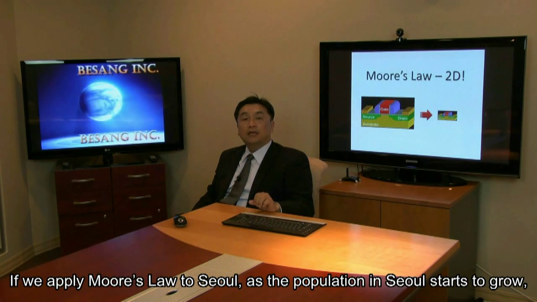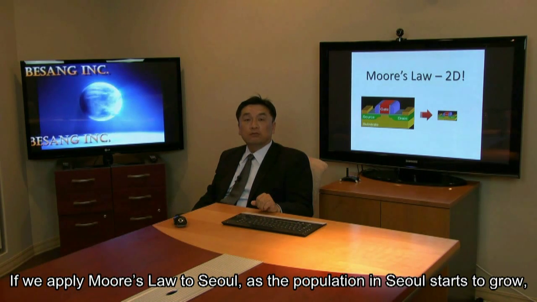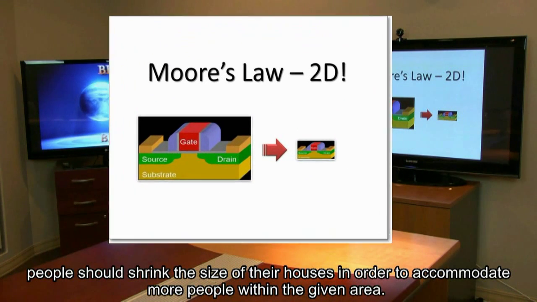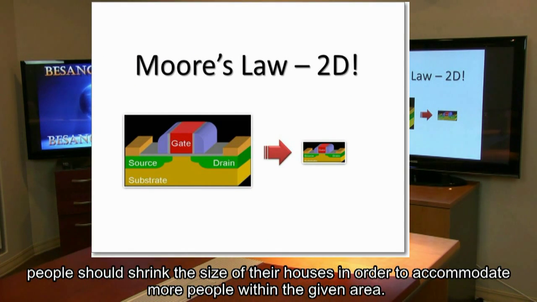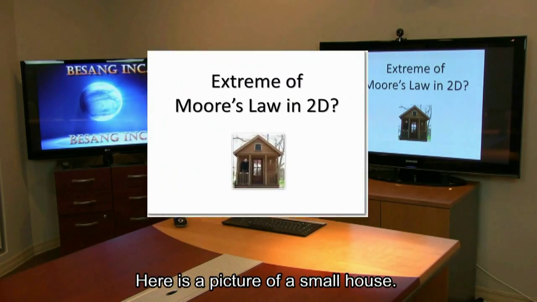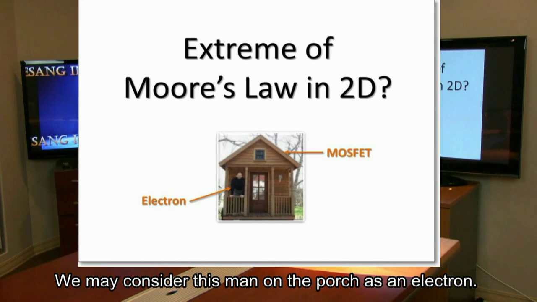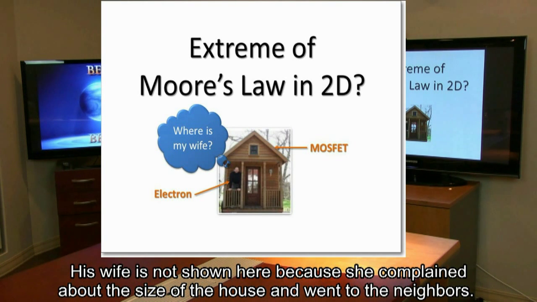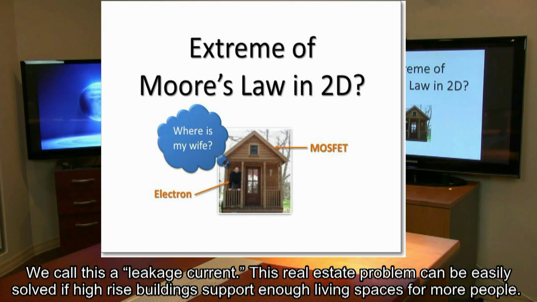If we apply Moore's law to Seoul, as the population in Seoul starts to grow, people should shrink the size of their houses in order to accommodate more people within the given area. Here's a picture of a small house. We may consider this man on the porch as an electron. His wife is not shown here because she complained about the size of the house and went to the neighbors. We call this a leakage current.